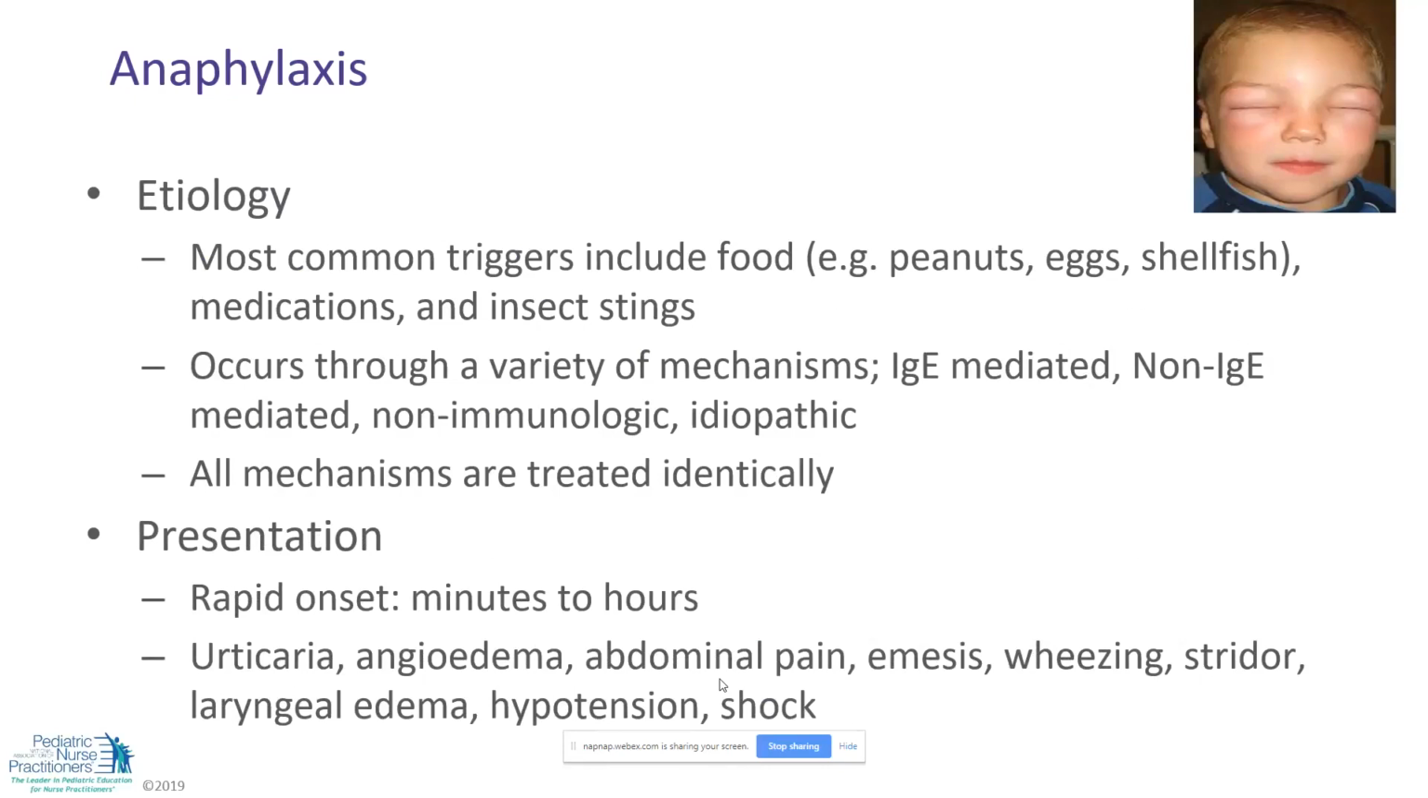There is often a rapid onset, so we describe it occurring from minutes to hours. And these patients may have urticaria, angioedema, abdominal pain, emesis, wheezing, stridor, laryngeal edema, hypotension, and shock. Remember that it doesn't always present with mucocutaneous swelling. Sometimes it will present with that abdominal pain and cramping. So just important to think about. Remember also that if this isn't treated promptly, it can lead to complete cardiovascular collapse.